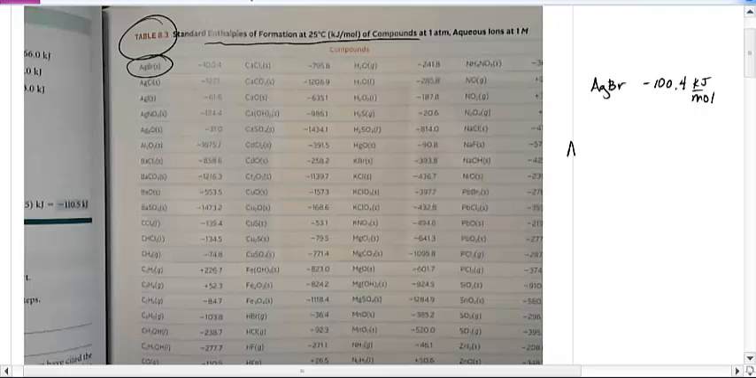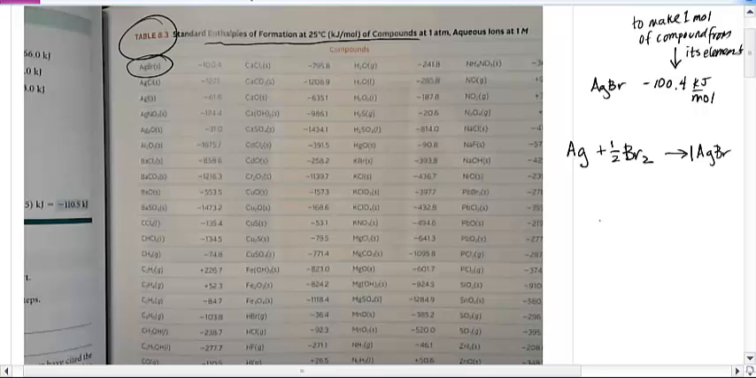What that literally means is, start again. This is the energy required to make 1 mole of the compound from its elements. So that means for silver bromide, I would be making 1 mole of silver bromide from silver and bromine. Those are the elements. Except to balance it, I would need half a bromine because it has to be, according to the definition, making 1 mole of the compound.